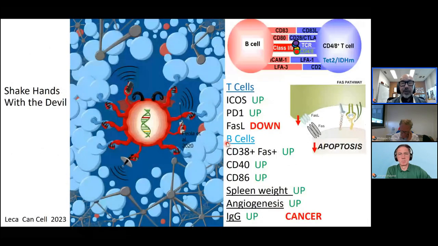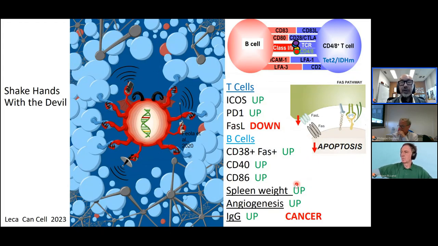This is exemplified in a paper that appeared just a month ago in collaboration with Francois Lamonnier and Philippe Gaulard. What they found, basically, was that the mutations of TET2 and IDH in the T cells were able to upregulate ICOS, upregulate PD-1, but more importantly, downregulate FAS. On the B cells, CD38, CD40, and CD86 are up, and you have this increased crosstalk between the T and B cells in a manner similar to a germinal center, but you have a decrease in the FAS ligand expression, leading to decreased apoptosis.